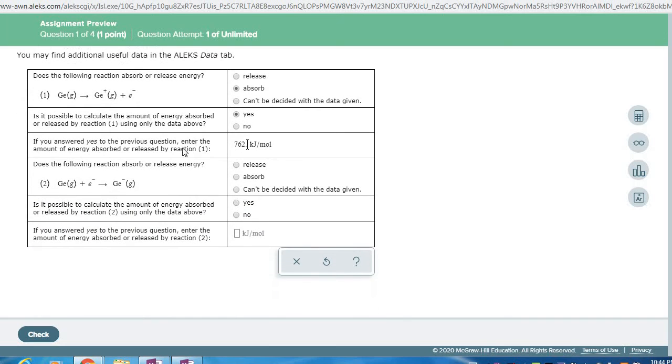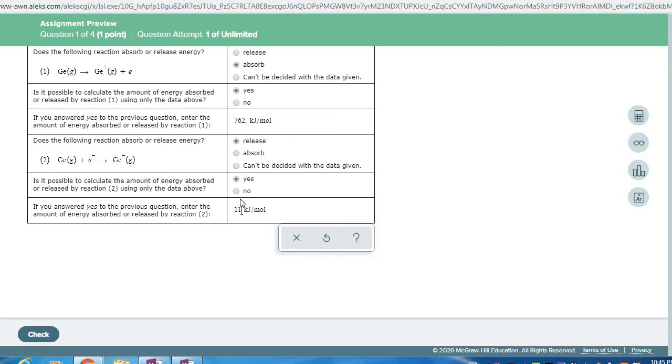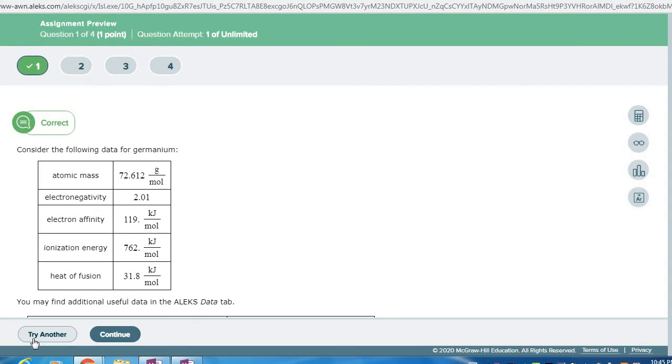Now let's tackle the second one. This is germanium, the neutral. We're trying to stuff an electron on that, giving us the anion. This is the exact reaction that is an electron attachment. If you remember, that releases energy. Can we calculate that? Yes, we can. That's electron affinity, so the electron affinity will be 119. We should be able to check those. We should be accurate on those, and ALEX does say that we're right.